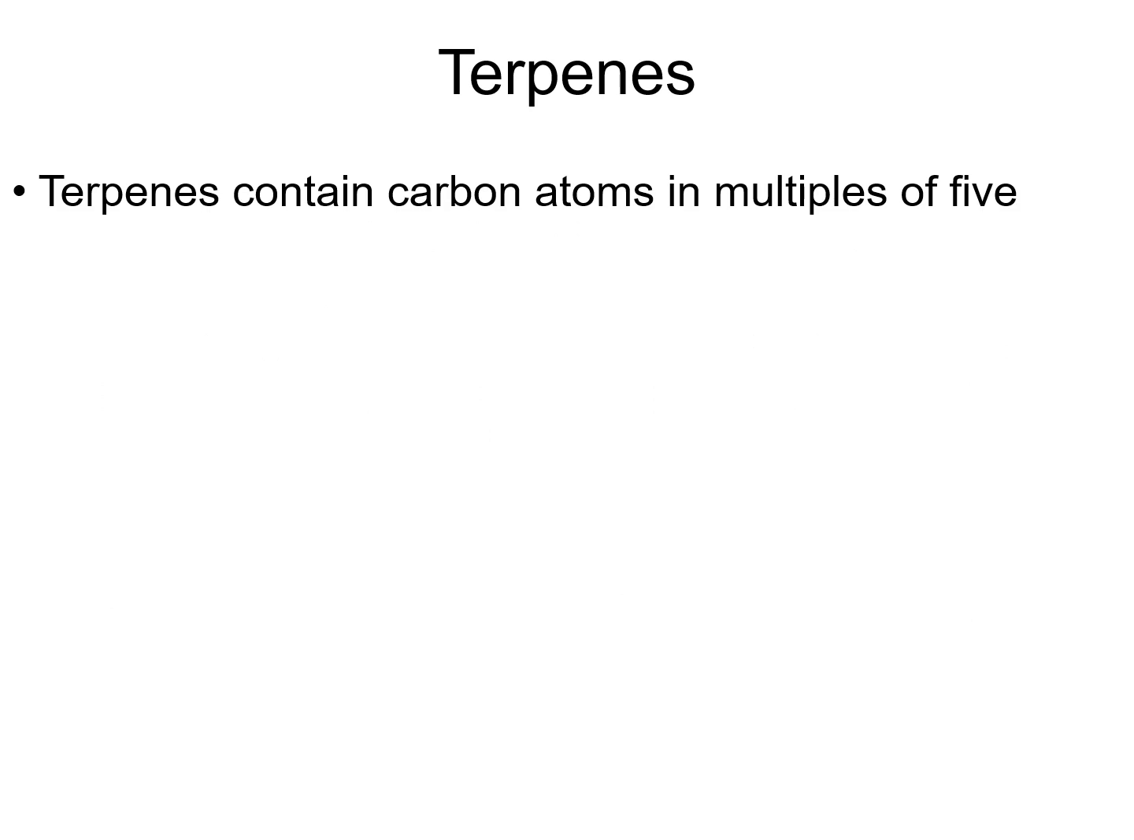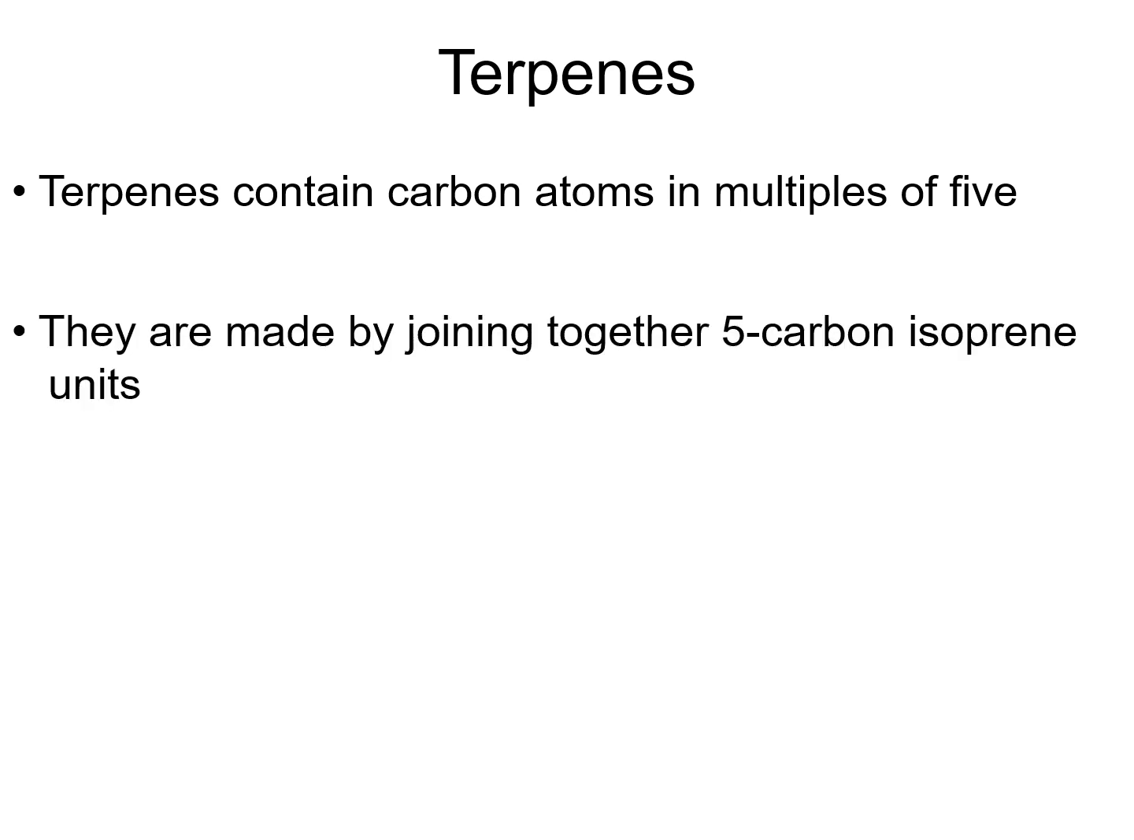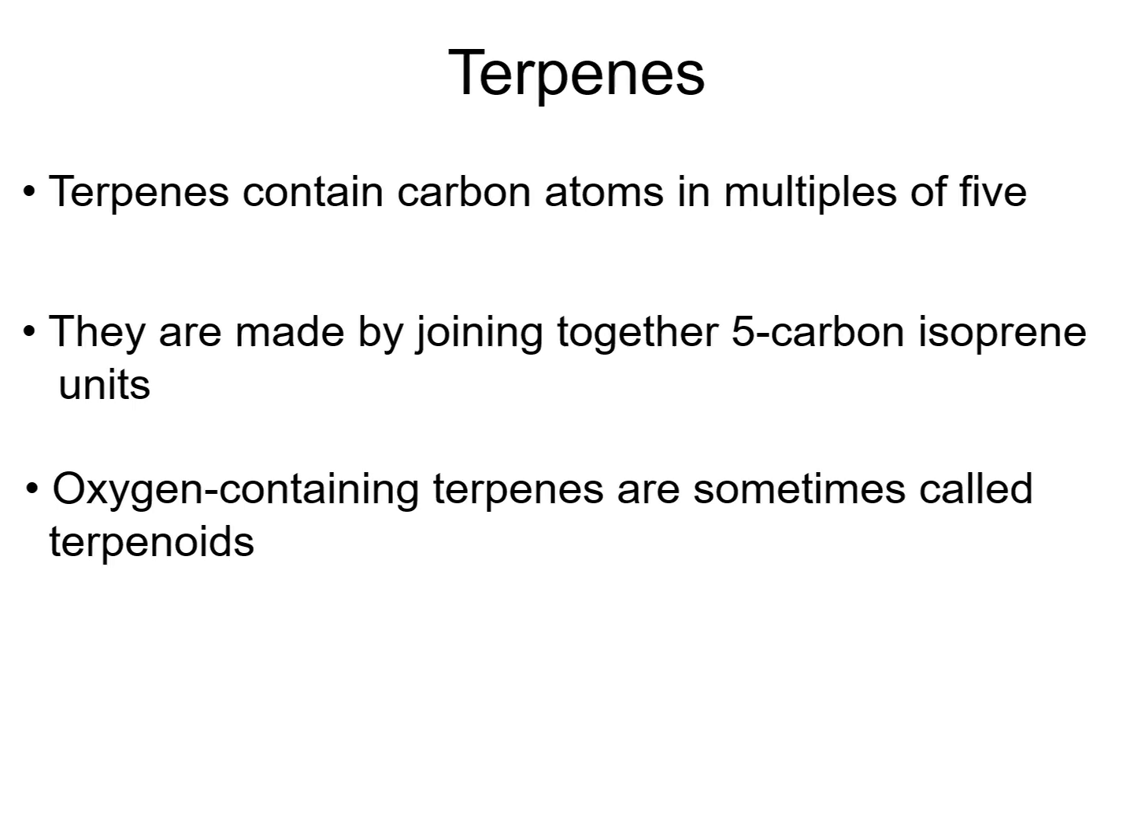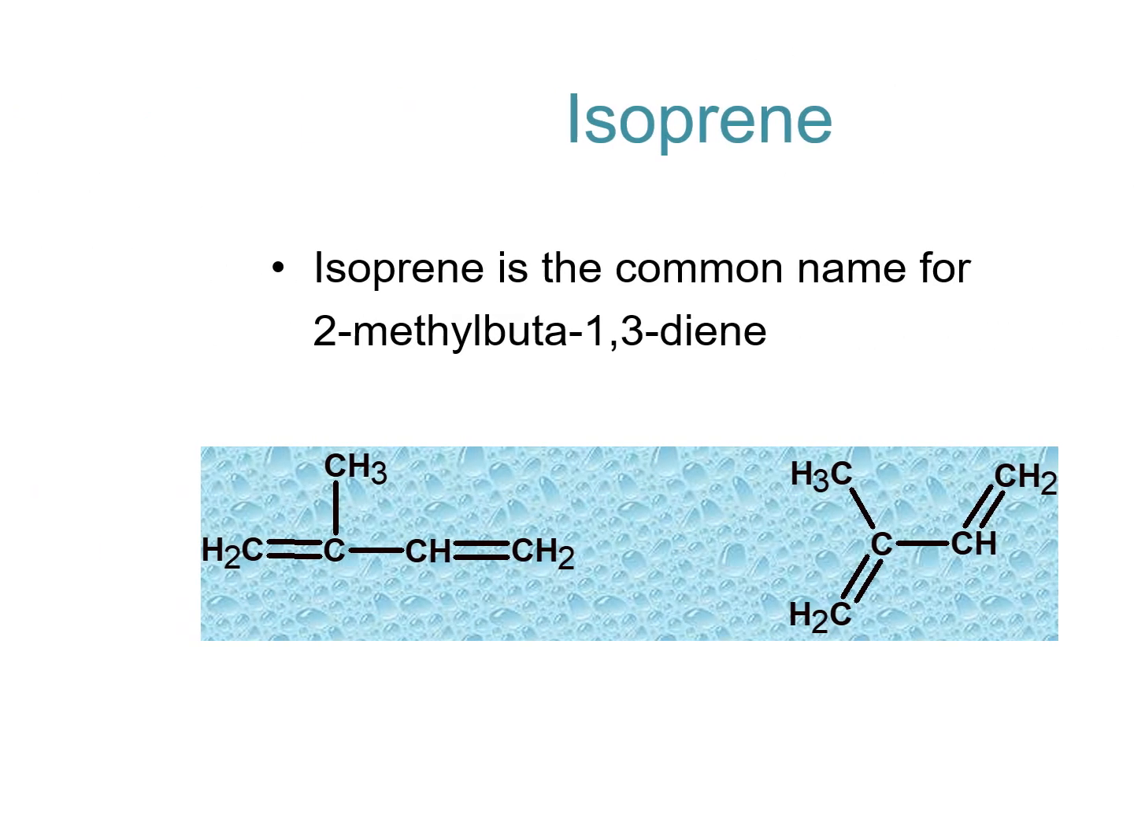So terpenes contain carbon atoms in a multiple of 5. They are made up by joining 5 carbon isoprene units. Oxygen-containing terpenes are, as we mentioned before, terpenoids. So this isoprene unit can be seen in this structure.